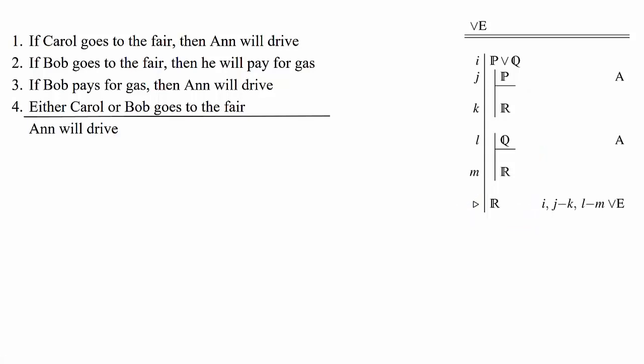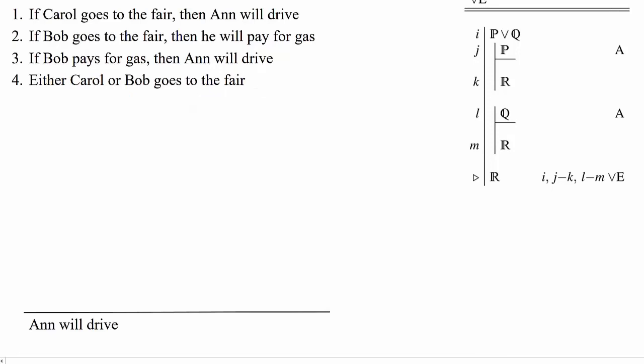Consider the argument on the right. If Carol goes to the fair, then Ann will drive. If Bob goes to the fair, then he will pay for gas. If Bob pays for gas, then Ann will drive. Either Carol or Bob goes to the fair. And remember, we're considering that an inclusive or, so it might be both. 1 through 4 actually imply that Ann will drive, but it might not be immediately obvious how that happens. Let's see how it goes.